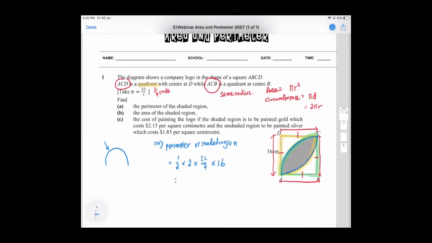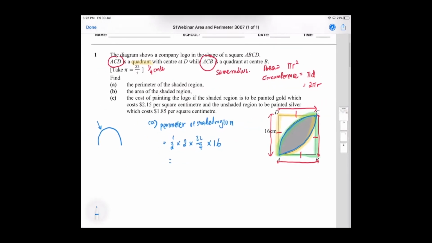All right, so we calculate this. Usually you can use your calculator, and it will give you the exact value in fraction. Then you'll get 50 and 2 over 7 cm. Remember to include the unit, because perimeter is a physical quantity, so we need to give the unit as well.